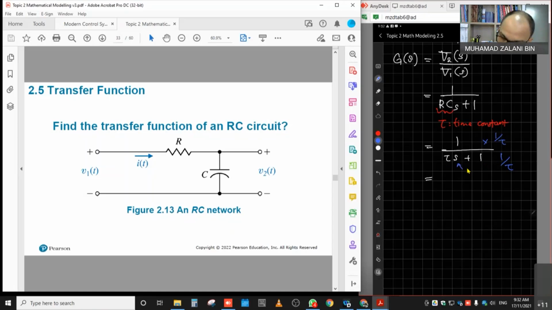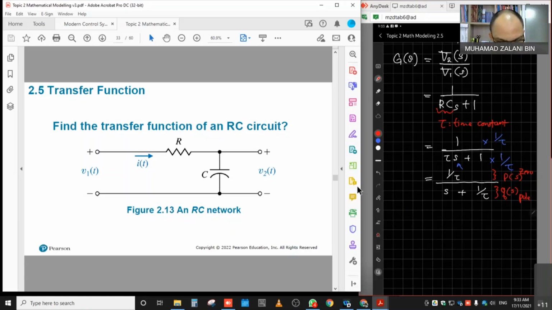So when we multiply 1 over tau for the numerator and 1 over tau for the denominator, the numerator becomes 1 over tau and the denominator becomes S plus 1 over tau. See? Here, the numerator is, remember, P(S), which is about zeros, right? The denominator is Q(S), which is the poles.